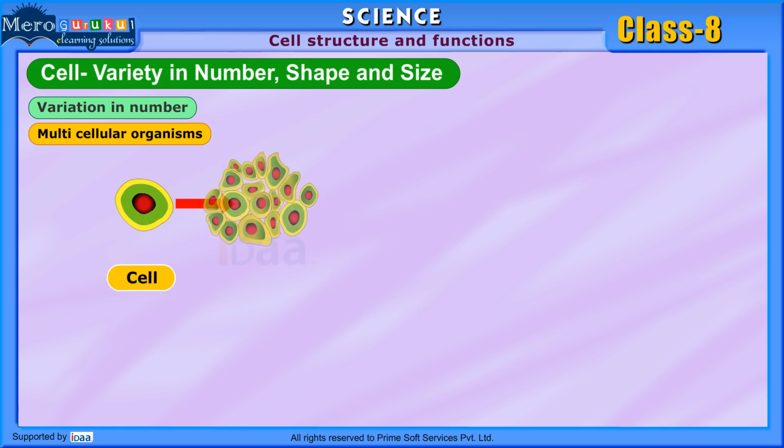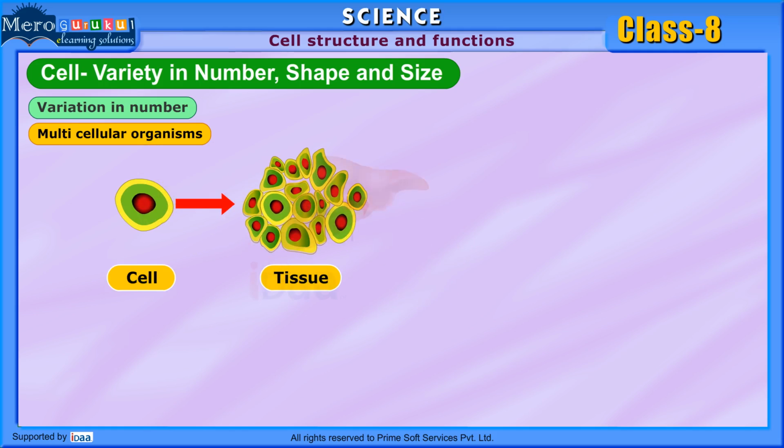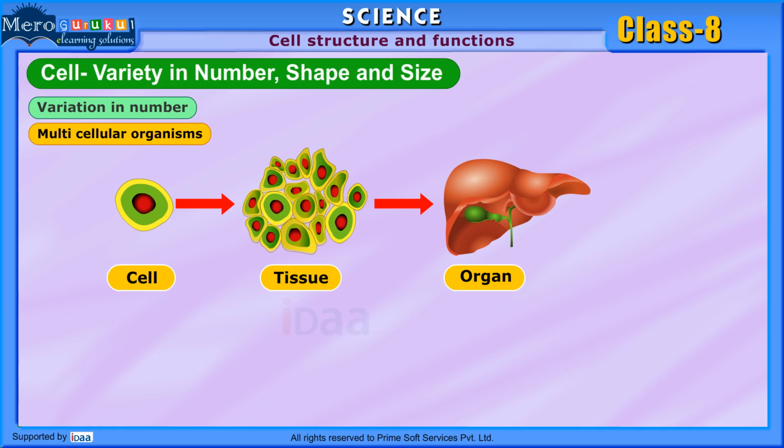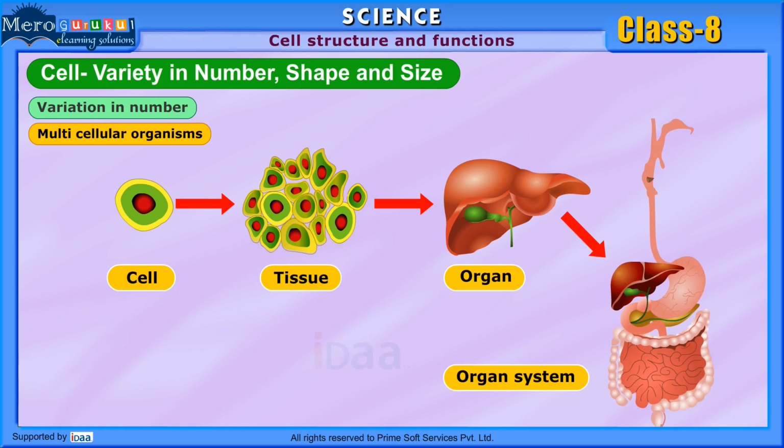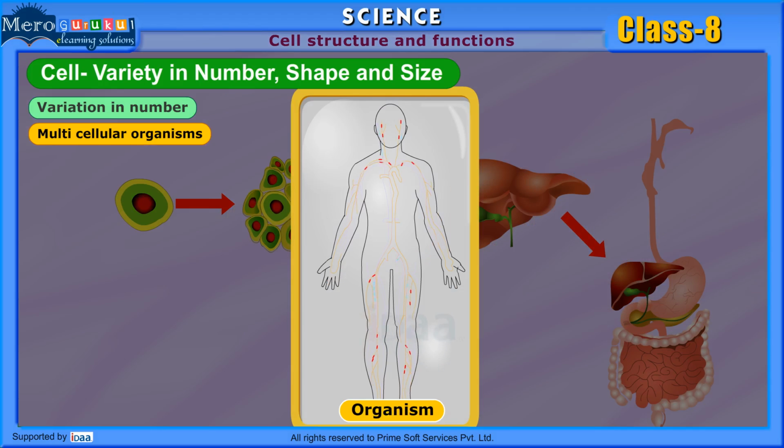A group of cells forms a tissue. A group of tissues forms an organ. A group of organs forms an organ system, and many such organ systems form an organism.